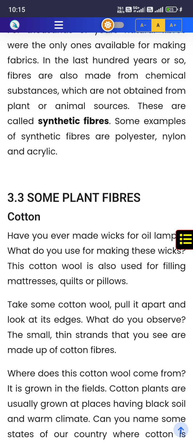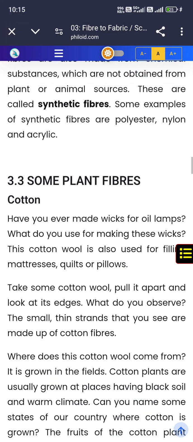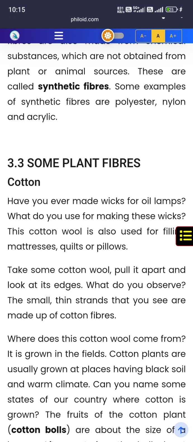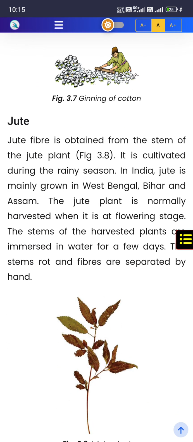Some plant fibers is 3.3. They're talking about some plant fibers. What are the plant fibers? Cotton is a plant fiber. Guys, is silk a plant fiber? No, silk comes from silkworm. So cotton is a plant fiber. Jute fiber is also obtained from the stem of the jute plant.